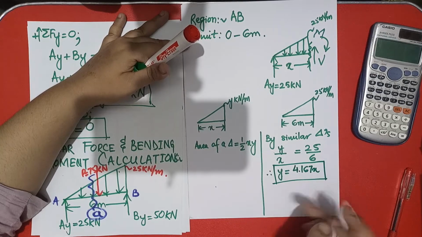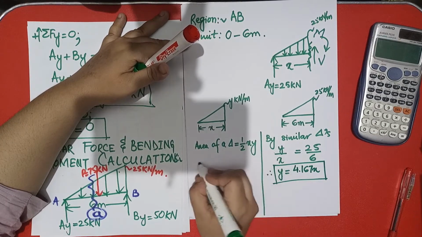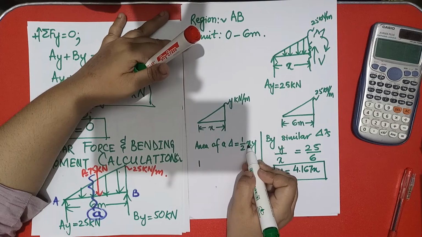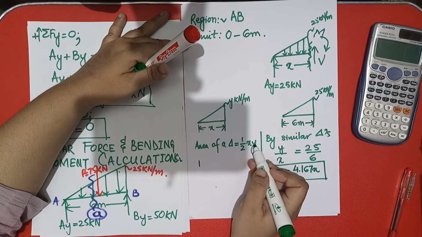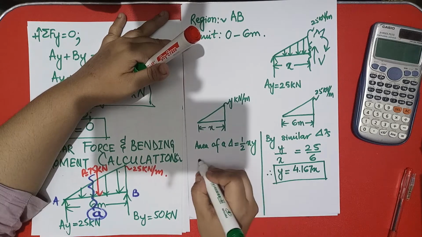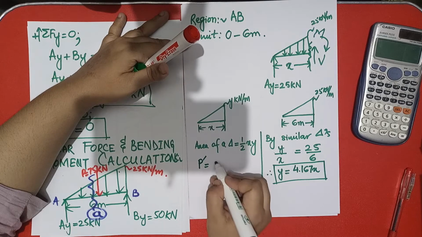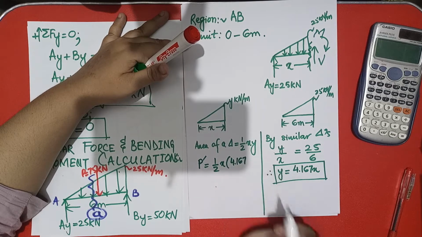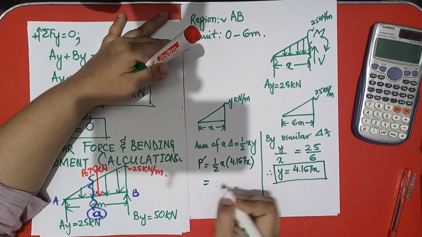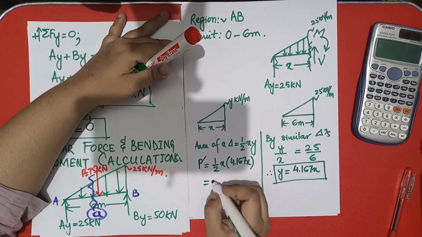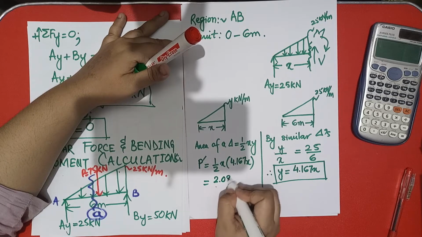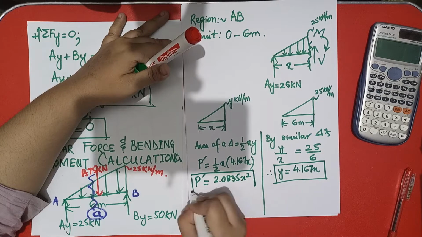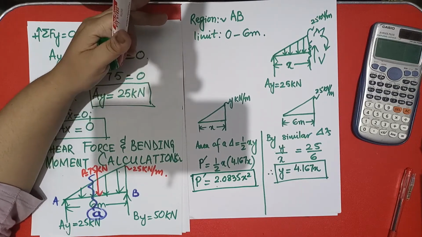Now I will put this value of y here, and obviously this will not be the area of a triangle because I have x in meters and y in kilonewton per meter, so it will be in kilonewton. So I am taking p dash as half of x into 4.167x. So it will be 2.0835 x square. So this will be p dash. This is the way to calculate.